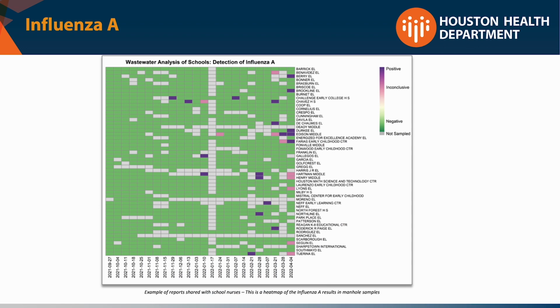Here's another example of a heat map shared with the school nurses. This is the detection of influenza A in the school wastewater samples. For example, we had a wastewater sample that showed influenza A. I notified the school nurse that influenza A was found in the wastewater. She confirmed that she had a case of influenza A. I asked her to confirm with a lab report, and she was able to present a confirmed lab report for influenza A.